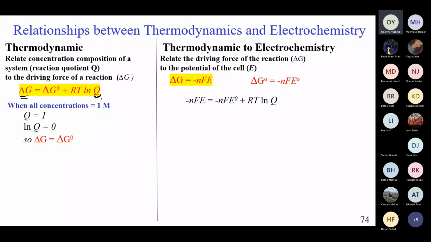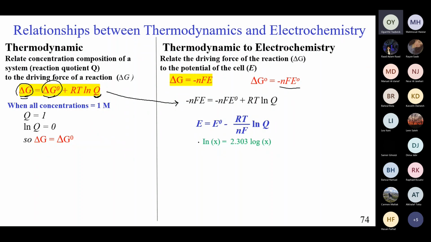If we go here and substitute into the thermodynamic function the relationship between the electrochemistry and the free energy function, then we get minus nFE equals minus nFE naught plus RT ln Q. Meaning, in place of delta G we put this, and in place of delta G naught we put this. That's all I did. We divide by nF, we get E equals E naught minus RT/nF ln Q.